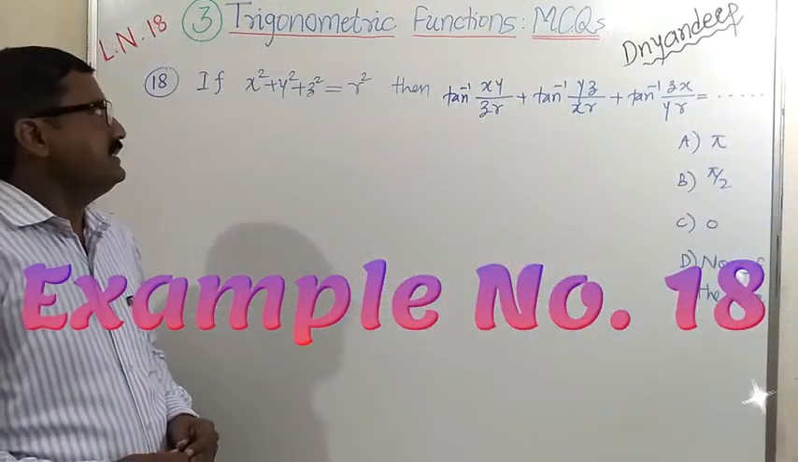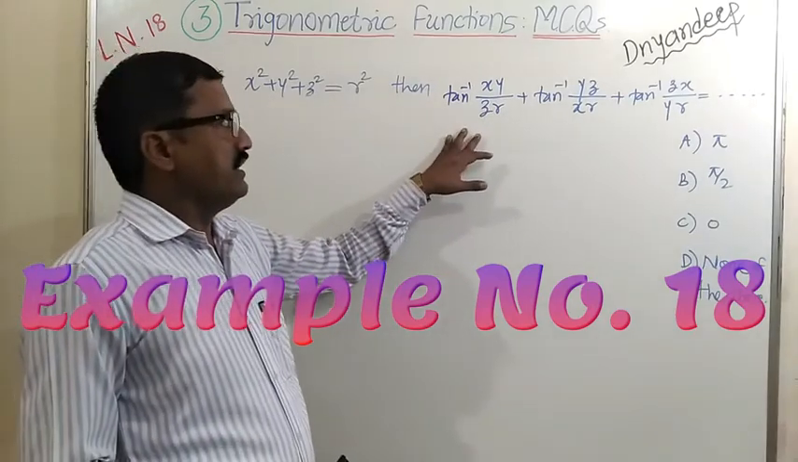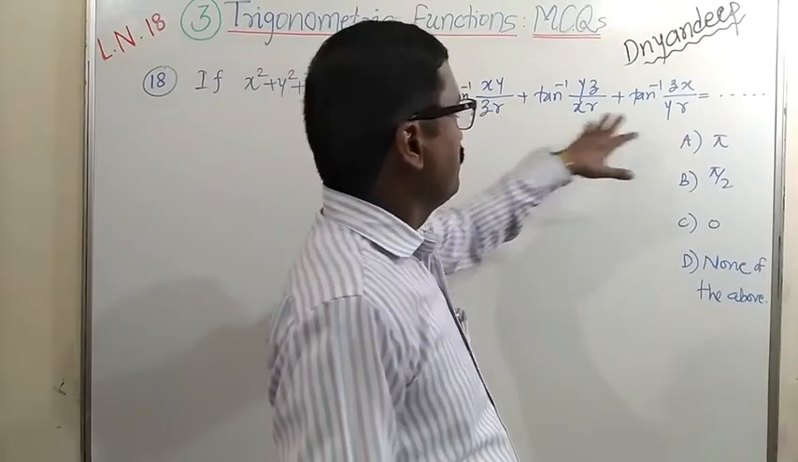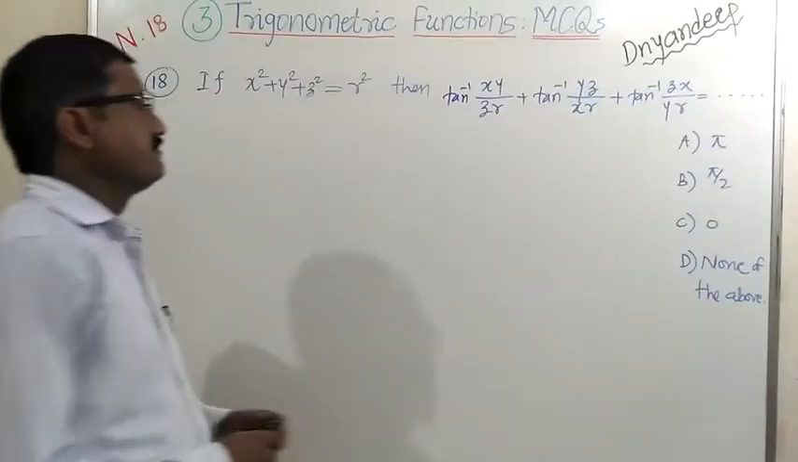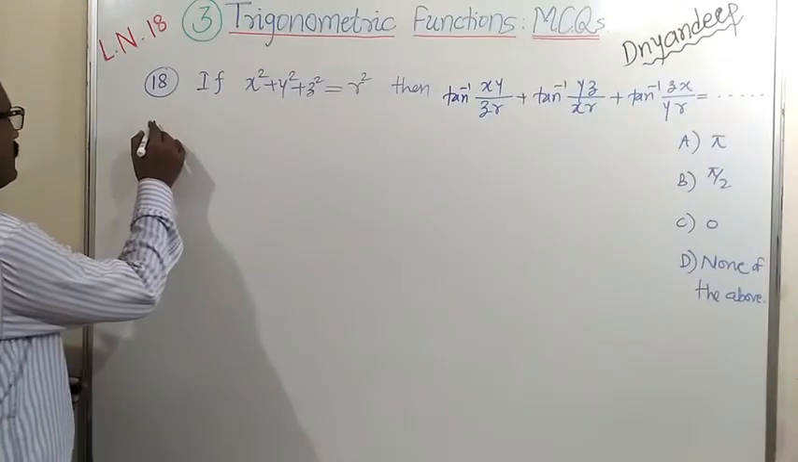See example number 18. If x square plus y square plus z square equal to r square, then tan inverse of xy upon zr plus tan inverse of yz upon xr plus tan inverse of zx upon yr is equal to, these four options are here. Let us see one important formula here.